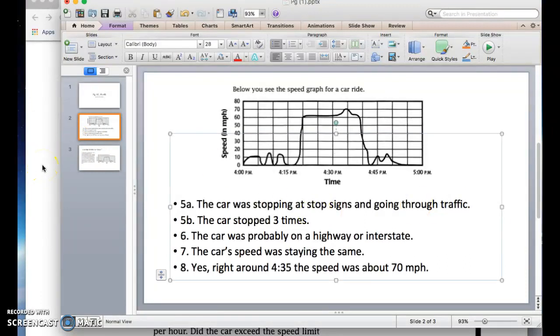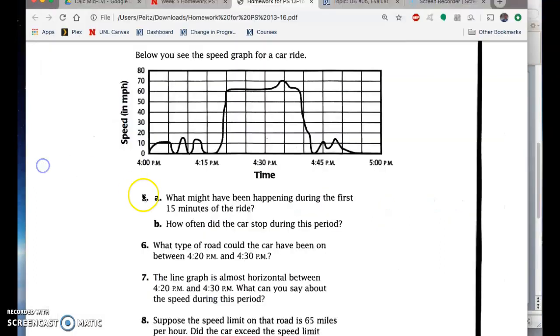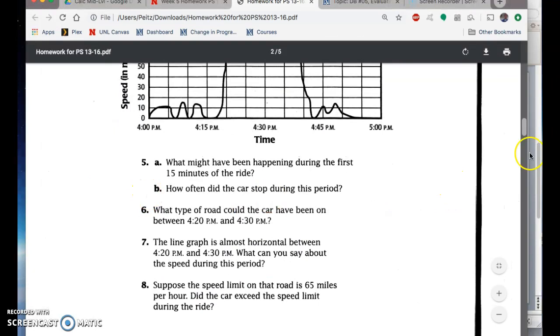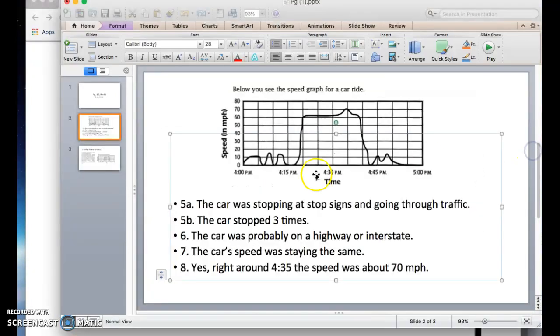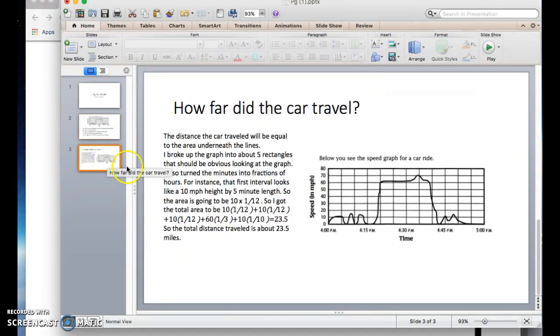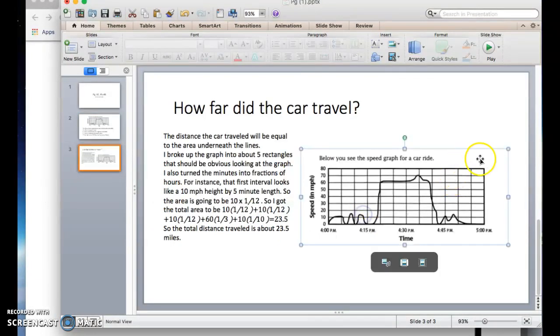So hopefully they didn't get a speeding ticket. They probably didn't, since they didn't stop that long, and those take forever. Then I think the next question was, how far did it go? So I did a little thing here.